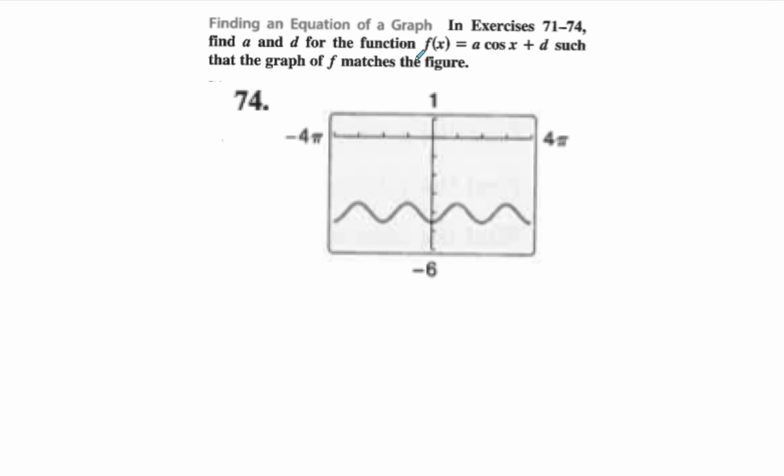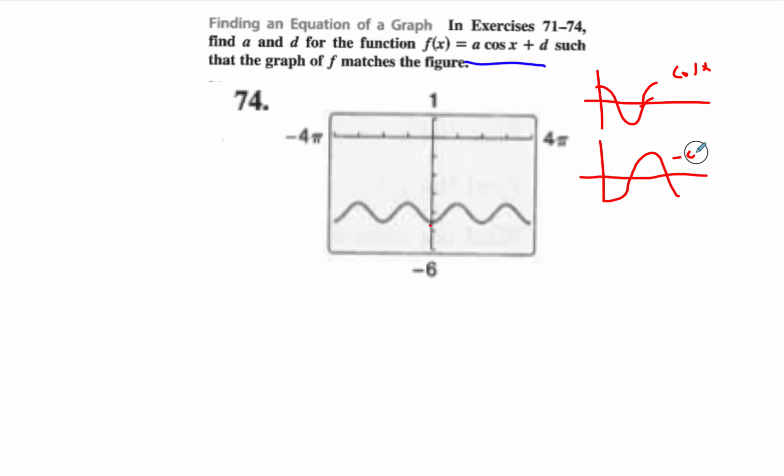All right, find an equation for this, and they want us to use a cosine model. Okay, so taking a look at this, it's starting at a low value and going up. So we know normally cosine, right, looks like this, starts at high and goes low. So this, however, would be what would happen if I reflected cosine.